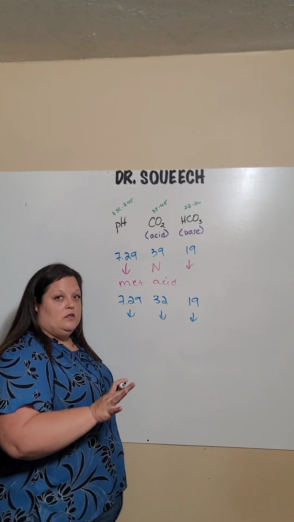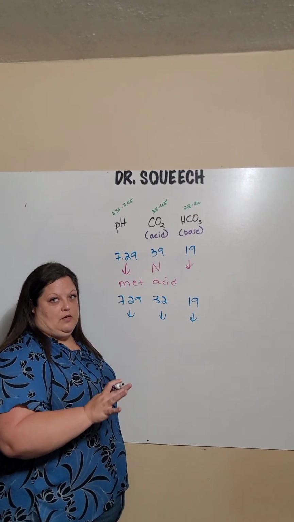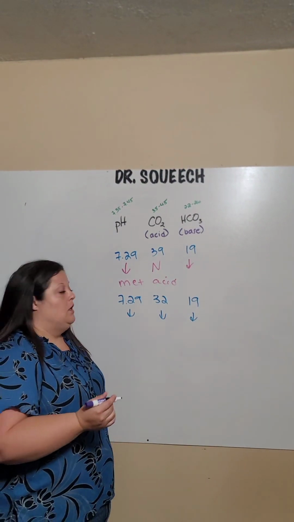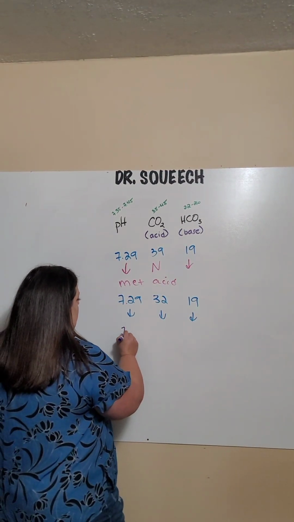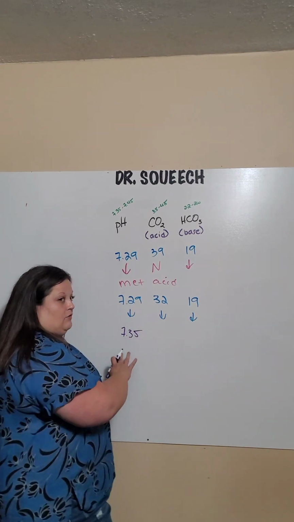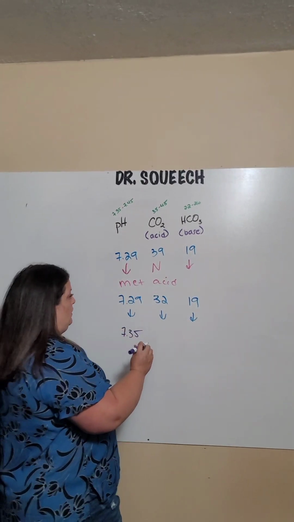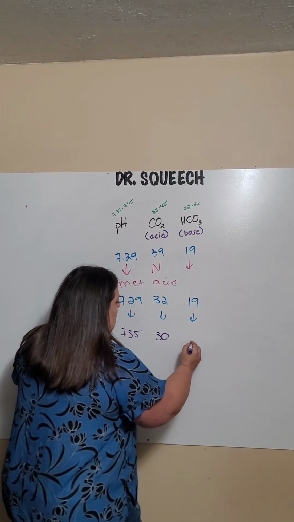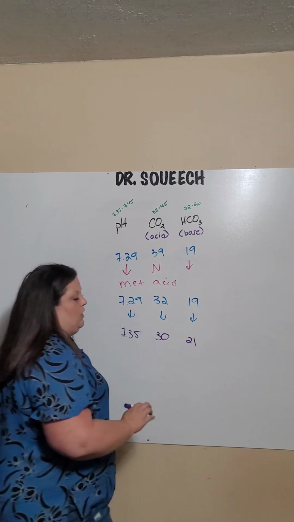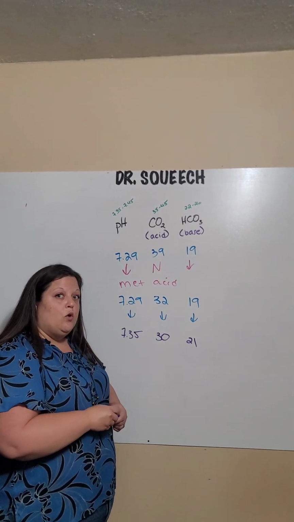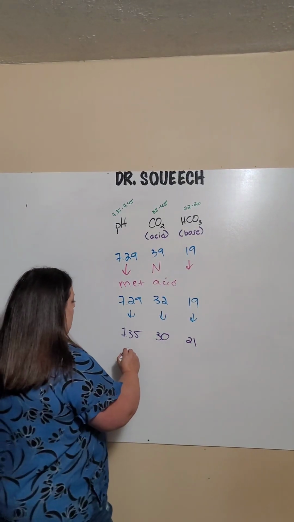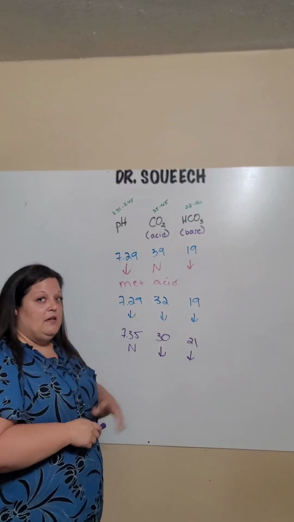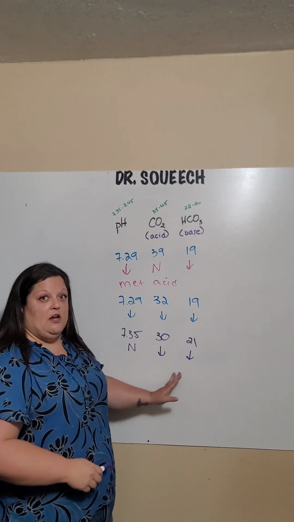Okay, so now we're going to look at a fully compensated value set. Fully compensated means that the pH is going to be normal. So we may have a 7.35 pH, which is technically normal. And then say our CO2 is 30 and our bicarb went to 21. There are still two abnormal values, but the pH is happy.